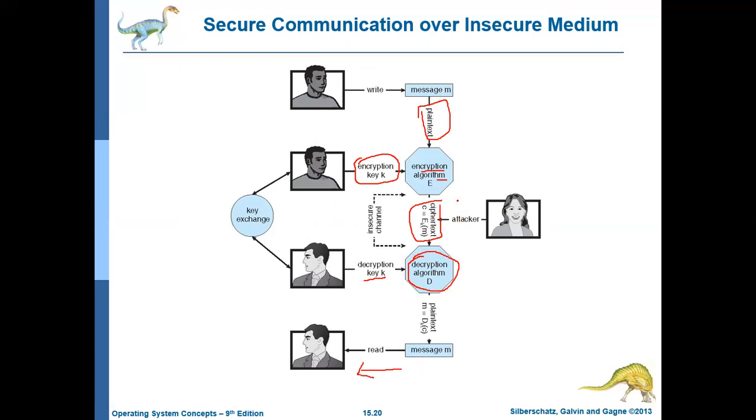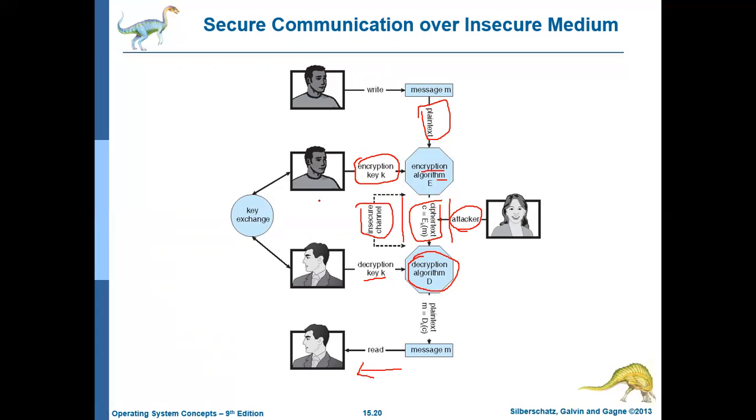Now even if the attacker is in between, the attacker can get only the ciphertext. So the attacker cannot understand anything from the ciphertext. So this is the channel network. This network channel is insecure. That is, anybody can read something. Somebody can tap the wire and they can read. But even though the attacker reads, the attacker cannot make anything out of that.